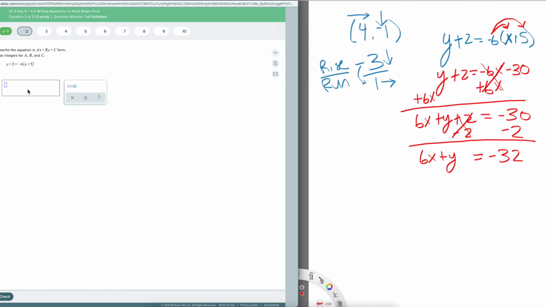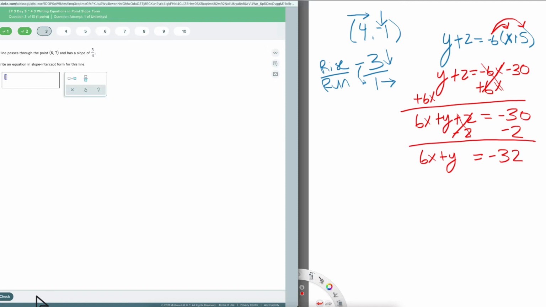So let me type this in real quick. Plus y equals negative 32. And I'm doing this with the keyboard. You can hit this little button for the equals if you want to, but it lets you type it in with the keyboard too. All right.